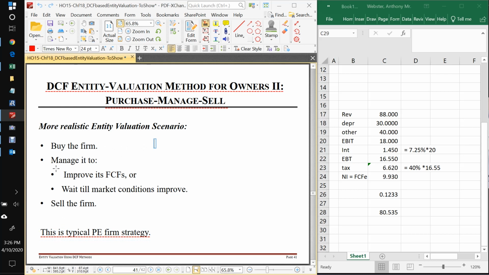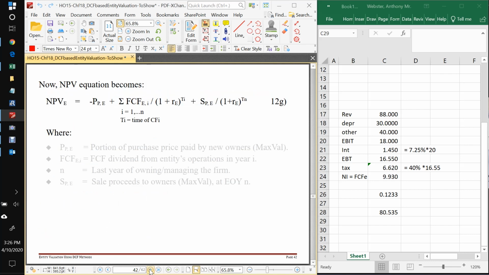So they buy the firm, if you're a PE firm, and you manage it to improve its free cash flows. Or maybe you just bought a good firm in bad market conditions, like, for example, in April of 2020, and just wait for market conditions to improve and you'll be able to sell it for a profit. And that's the last step here, is sell the firm for a profit, hopefully.